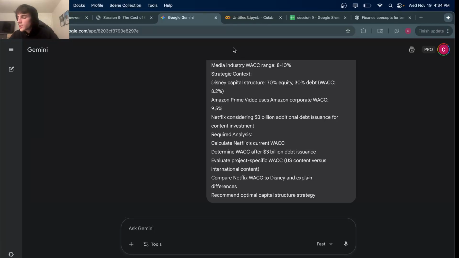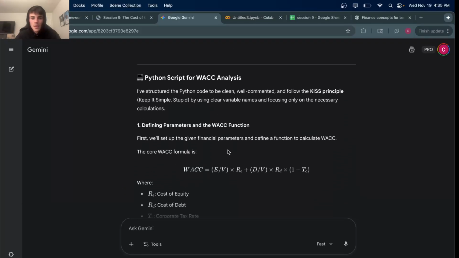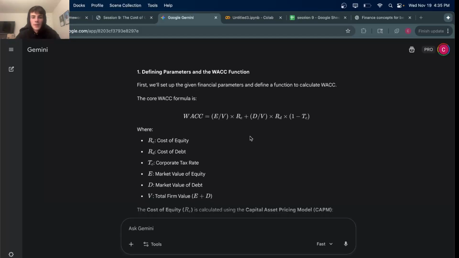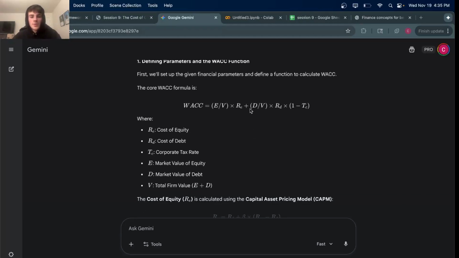So the first question was to simply calculate Netflix's weighted average cost of capital. To do this, I used the CAPM model, which is clearly set right here, using the cost of equity, cost of debt, corporate tax rate, market value of equity, market value of debt, and the total firm value.